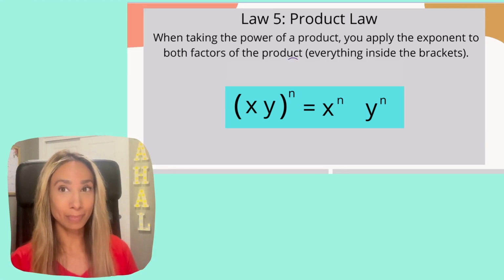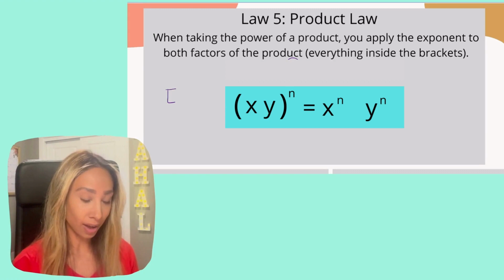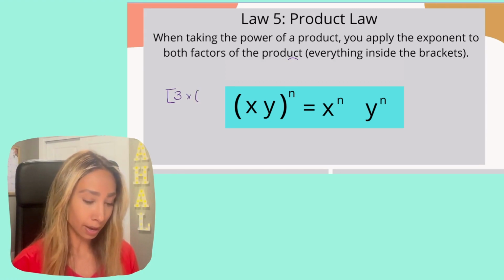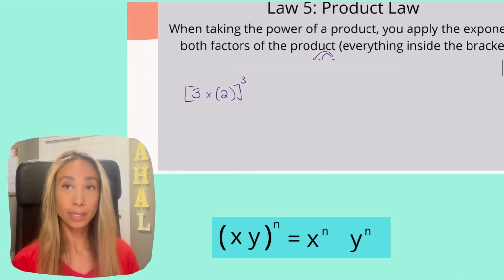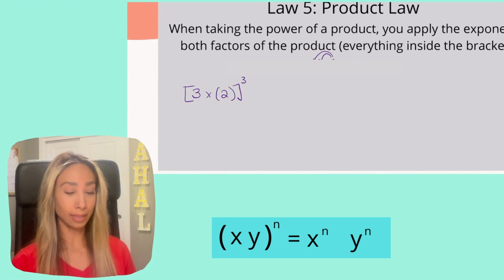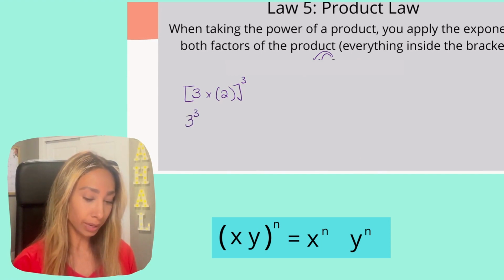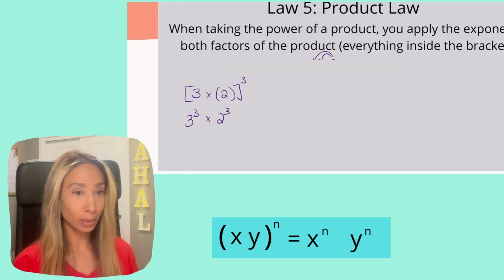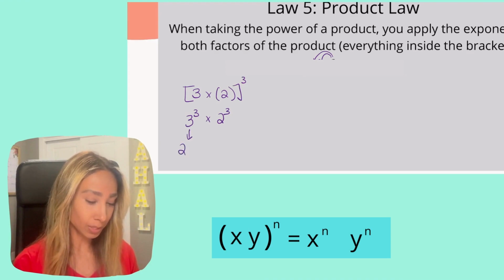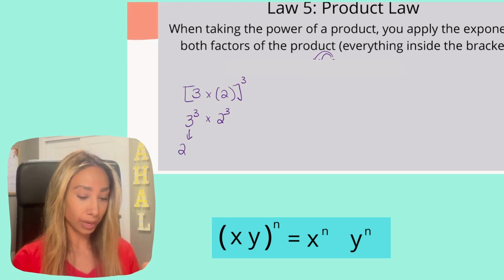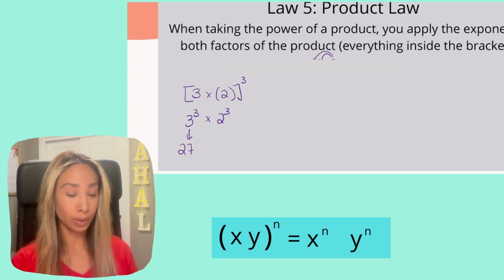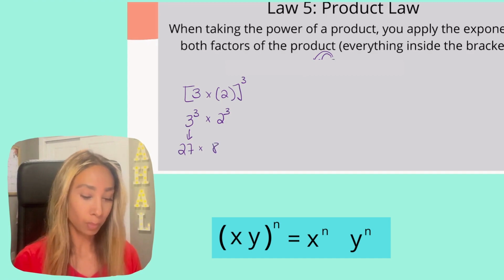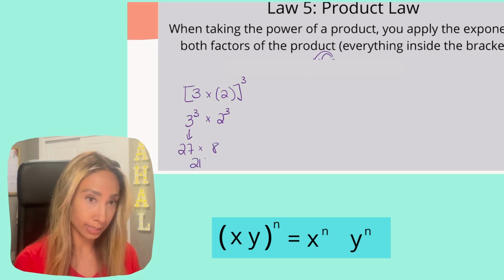So what this looks like with numbers is, let's say I've got 3 times 2, and we've got it all raised to the power of 3. So that 3 is going to get applied to everything inside that bracket. That means we have 3 to the power of 3 times 2 to the power of 3. We can go ahead and evaluate those. That's going to give us 27, because remember that one is saying 3 times 3 times 3. And then our next one is 2 to the power of 3, which will give us 8. Multiply those together, that's going to give me 216.